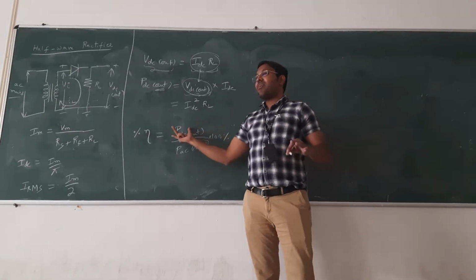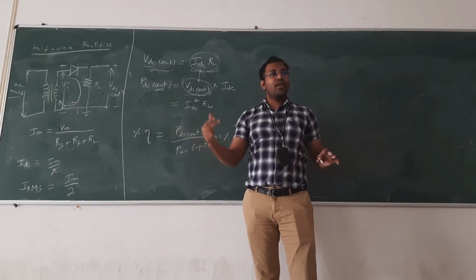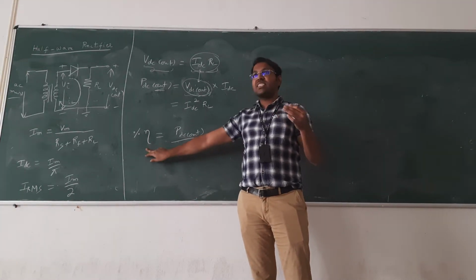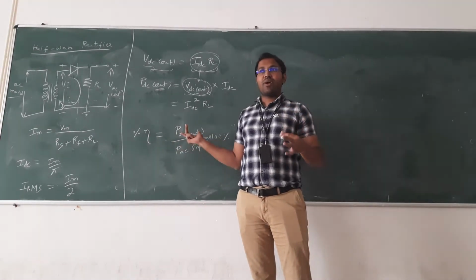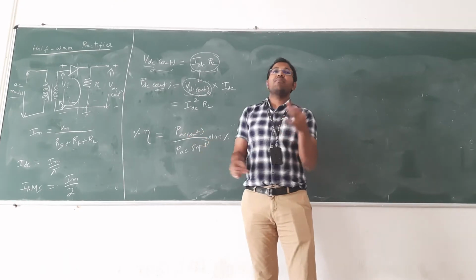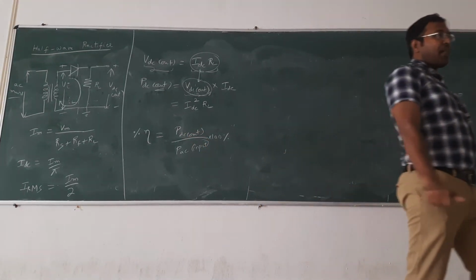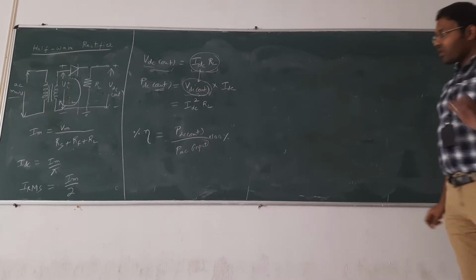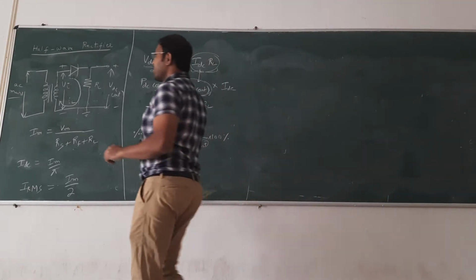Efficiency is the useful power that we are getting at the output. Power efficiency will be the ratio of useful power that we are getting at the output divided by the total power we are supplying to the circuit. What will be the total power?